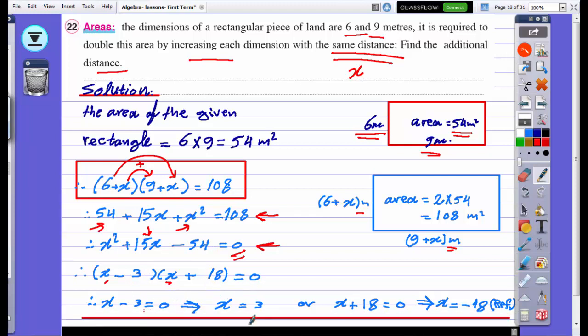So x minus 3 equals 0, which means x equals 3, or x plus 18 equals 0, which means x equals negative 18. And it is refused, of course, because x is negative, the length is negative, the distance is negative, so that's why it is refused.